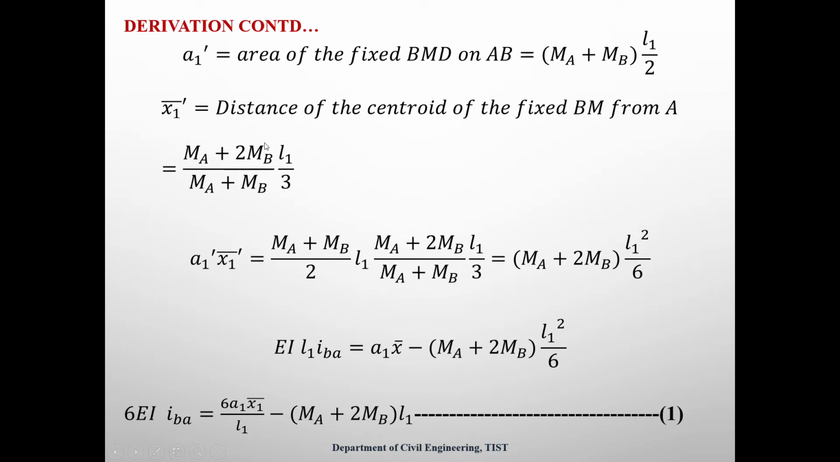The centroidal distance of this fixed bending moment diagram for the span AB from A is given by (MA plus 2MB) divided by (MA plus MB), into L1 by 3. That is the centroidal distance of the trapezium. Then substituting all these values, we will get equation number 1.